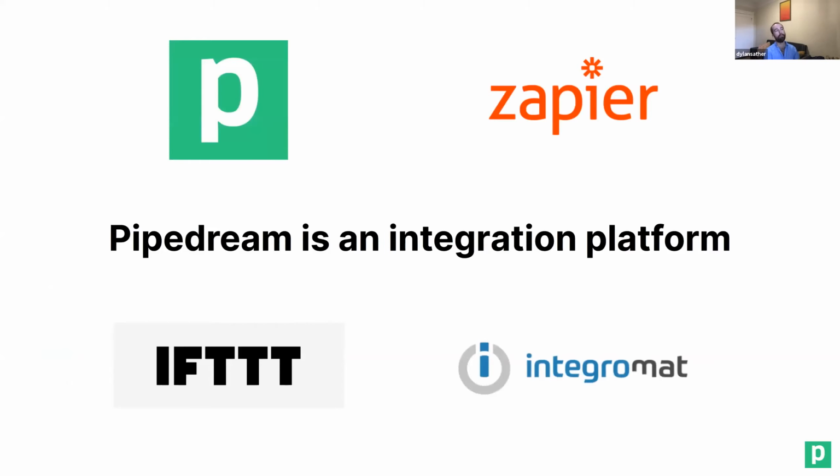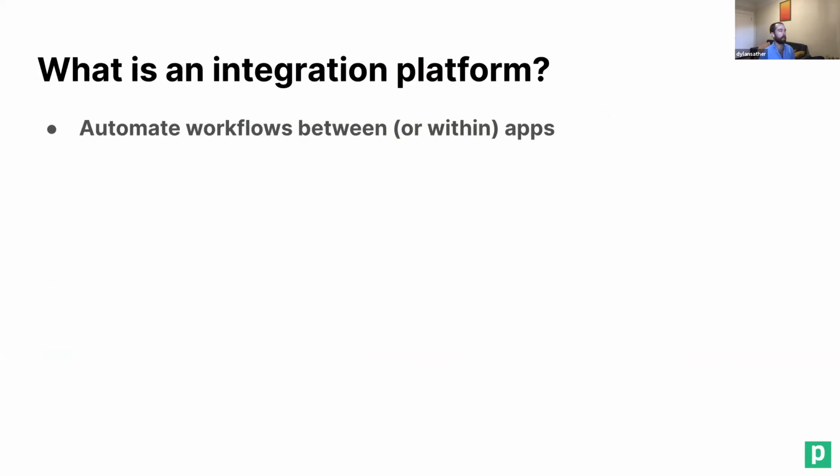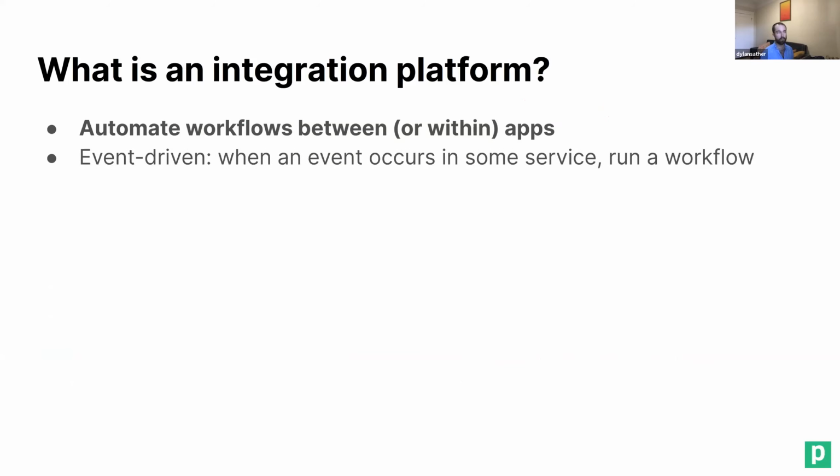So fundamentally, Pipedream is an integration platform. And if you've used tools like Zapier, If This Then That, Integromat, or many more in this space, you'll be familiar with what that means. But I want to go into this in detail so everyone's on the same page. Integration platforms fundamentally automate workflows, just a set of steps, usually between apps or within a single app. So they're typically event-driven. When an event occurs in some service, like GitHub, for example, I want to trigger a workflow. GitHub Actions, for example, is another great automation workflow platform, right? So there are all these platforms coming up to solve these automation use cases.